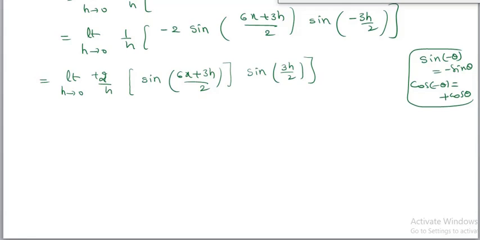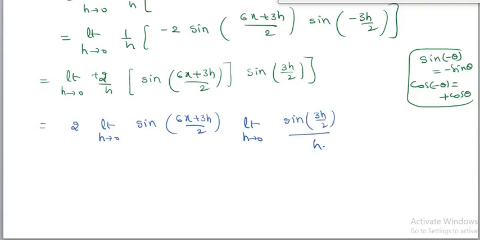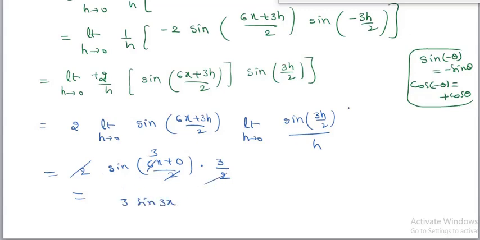So limit is applied. 2 is constant. Limit h tends to 0, sin((6x+3h)/2), limit h tends to 0, sin(3h/2) by h. 2 sin 6x, h value 0. So that is the value sin ax by x, 3 by 2. So the 2s cancel, 3 sin 3x. Write down.